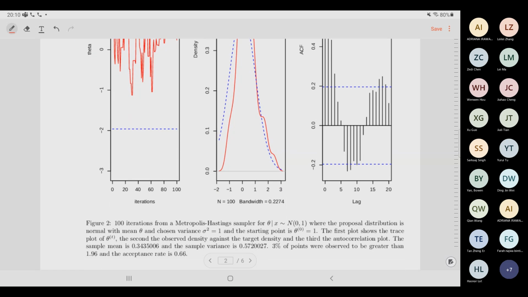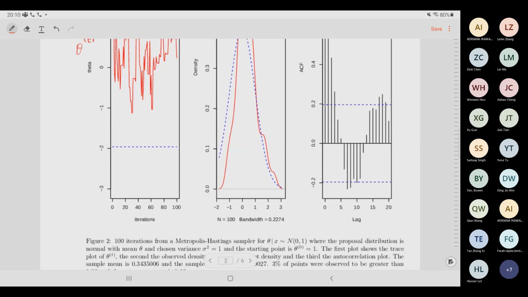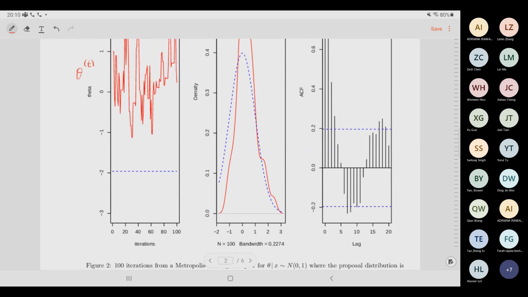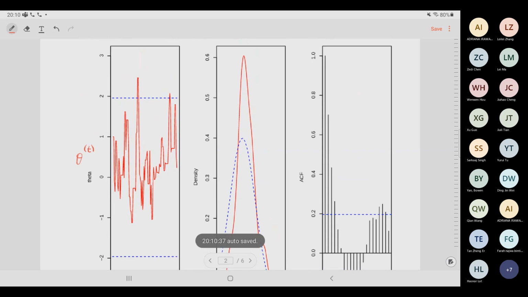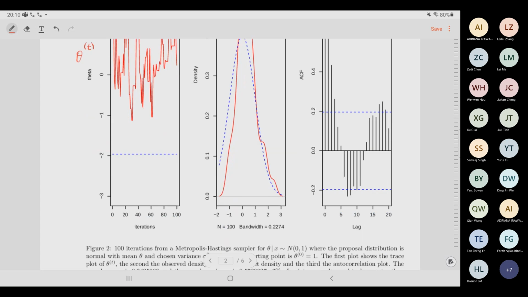And the third one is the autocorrelation plot between the samples. As I told you before, because of the Markov chain property, the samples are not independent. So the samples are correlated with each other. And you can see that there is a correlation. So the SEF is not very small because there is a correlation between the samples.